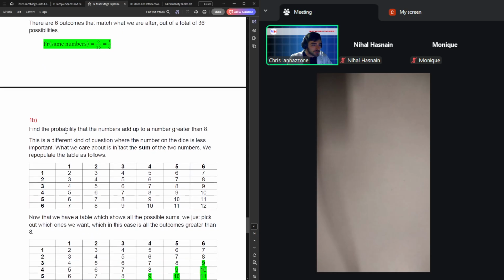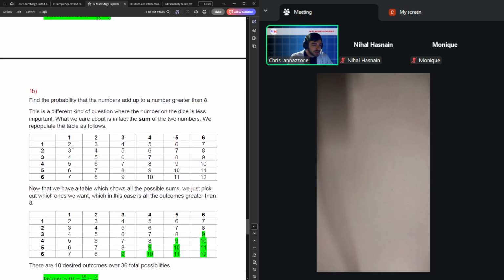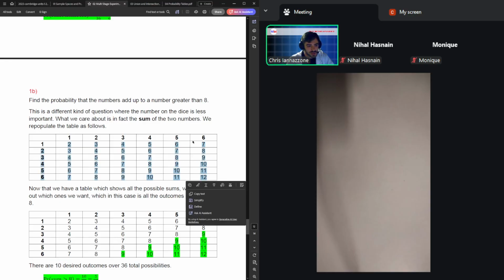Whereas if you have a different kind of question, which is to find the probability that the numbers add up to a number greater than 8, now what you're putting in here is a little bit different. It's going to be the addition of all those numbers, because we actually care about what they're being added up to. So, same sample space of 1s and 6s, but because the question is asking about the addition of the numbers, now we're going to try and put that information in.